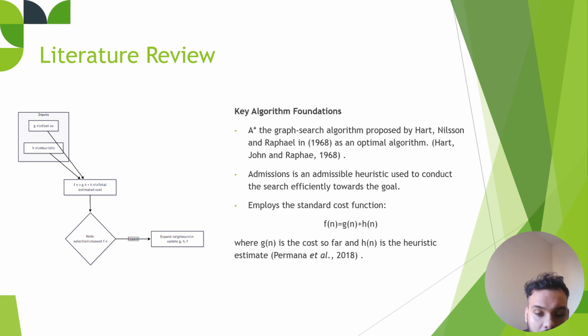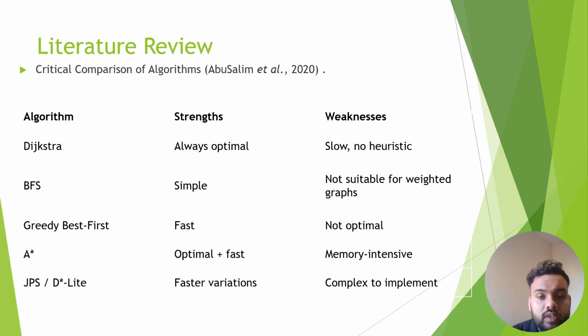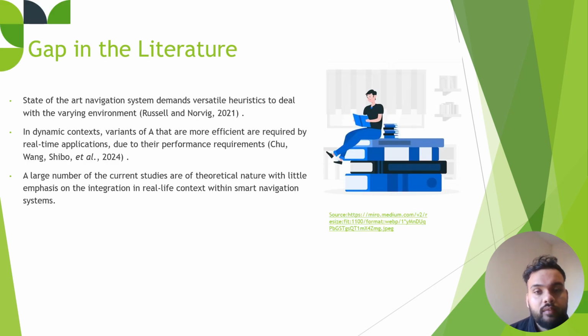Looking at the current research gap, state-of-the-art navigation needs versatile heuristics to handle varying environments, real-time applications, and more efficient versions of A* due to strict performance requirements. There is plenty of theoretical research, but there are many gaps in practical and future studies for real-world smart navigation systems. So this is the literature review. I talked about A* strengths, greedy best-first, and the faster JPS and D* Lite algorithms. Now this is the gap we saw in the literature. This gap is the most important one in this presentation.